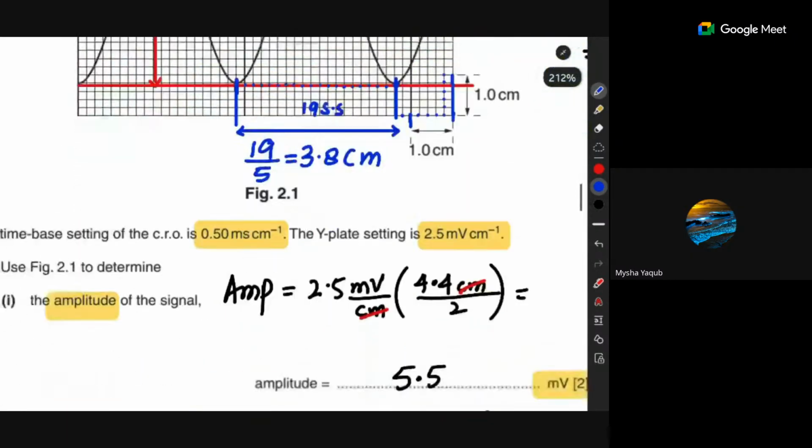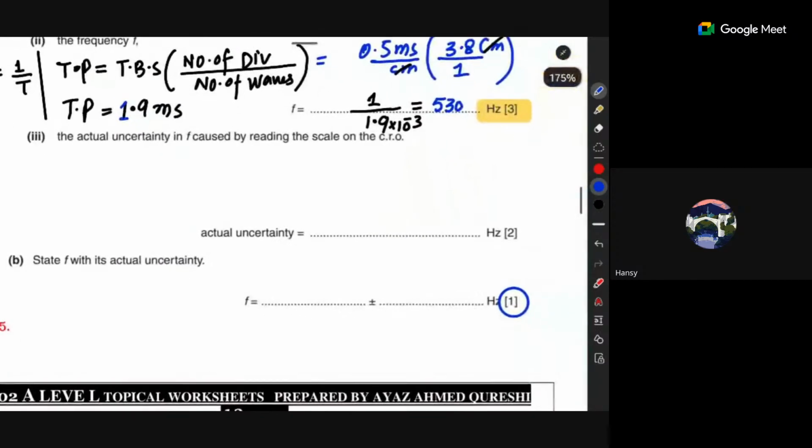Now the question is twisted. The twist of the question is to calculate the actual uncertainty in f caused by this CRO. Horrible question, because the actual uncertainty by the CRO is in frequency, right? That uncertainty is to be calculated in which quantity? In the quantity of frequency. So frequency is calculated from distances and time period. Am I right?